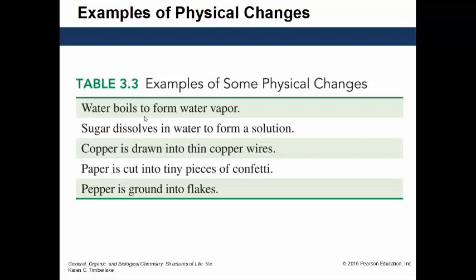Those are physical changes. Some other examples of physical changes: paper is cut into tiny pieces to make confetti. It is still paper. It may be really, really small pieces, but it is still chemically a piece of paper. Copper being drawn into thin wires. It may be thinner and longer, but it is still copper. Chemically the same, but physically it looks different.